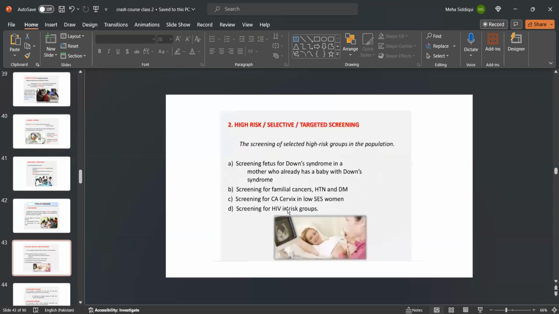Then comes high-risk selective targeted screening, that is, screening of selected high-risk groups. For example, screening the fetus for Down syndrome in a mother who already has a baby with Down syndrome, screening for familial cancer, screening for CA cervix in low socioeconomic status women, screening for HIV in risk groups.